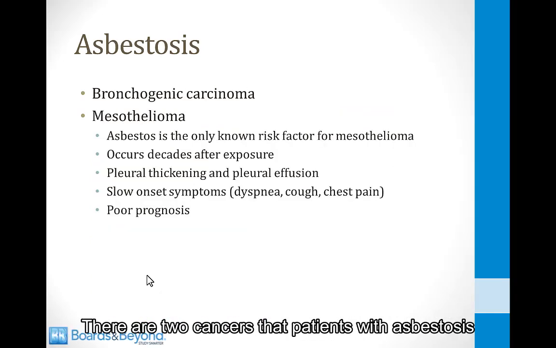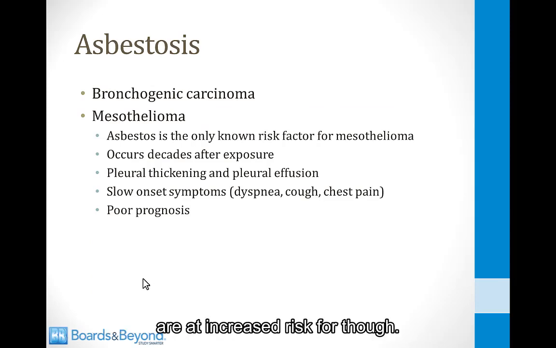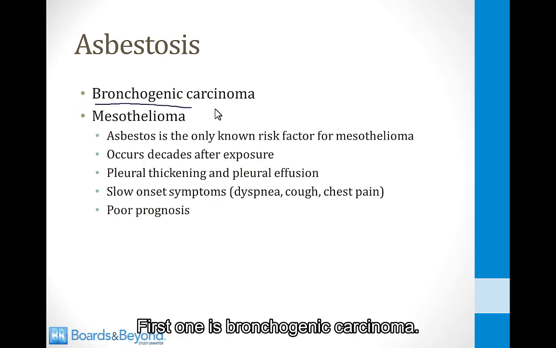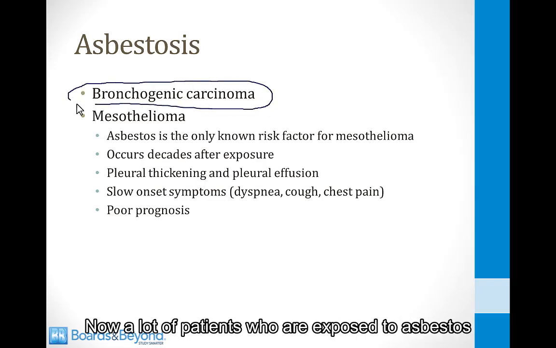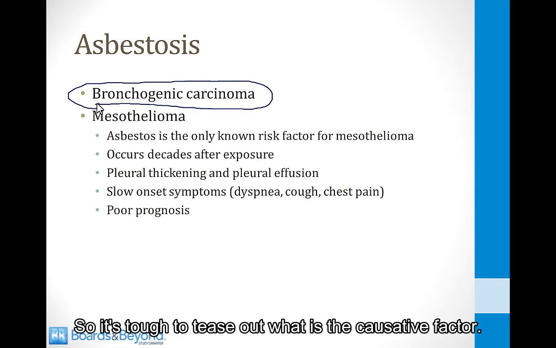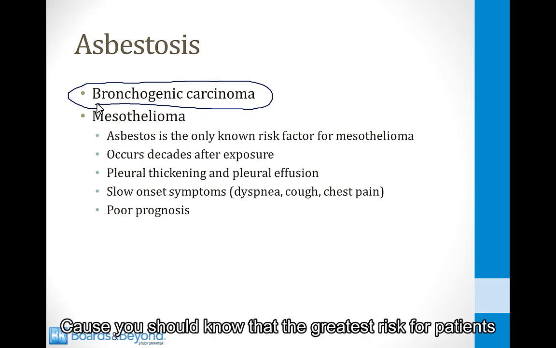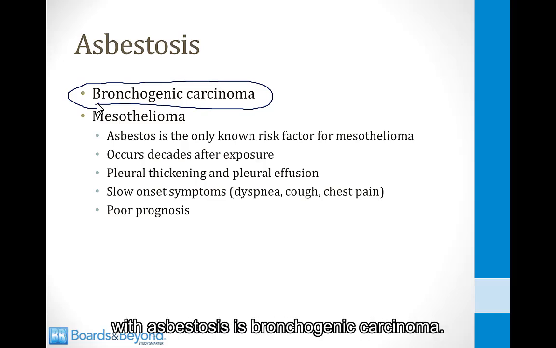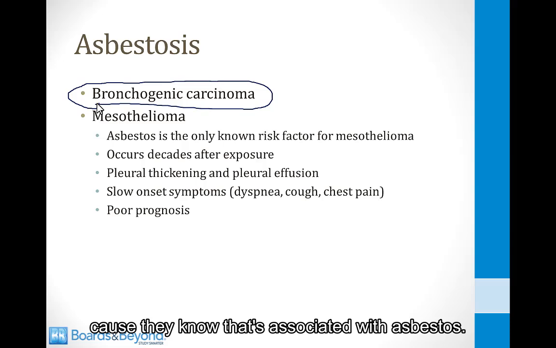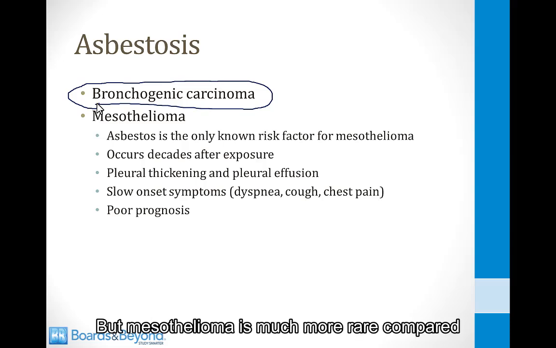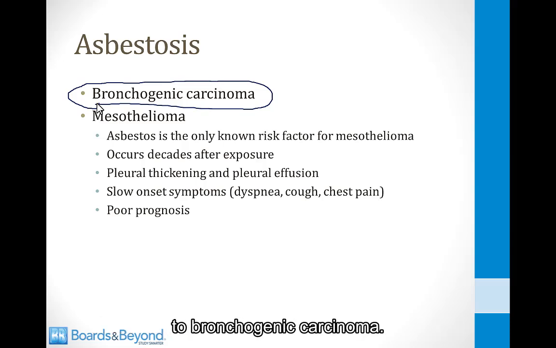There are two cancers that patients with asbestosis are at increased risk for. The first one is bronchogenic carcinoma. Now, a lot of patients who are exposed to asbestos also smoke, so it's tough to tease out what is the causative factor. But you should know that the greatest risk for patients with asbestosis is bronchogenic carcinoma. A lot of students want to say mesothelioma because they know that's associated with asbestos, but mesothelioma is much more rare compared to bronchogenic carcinoma.